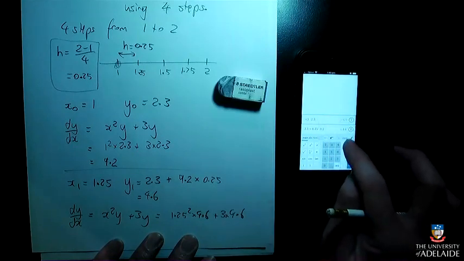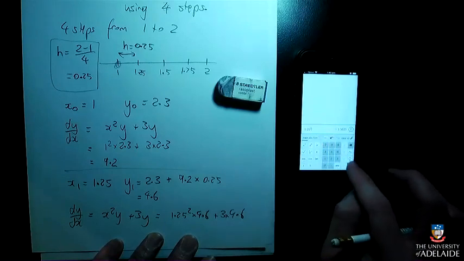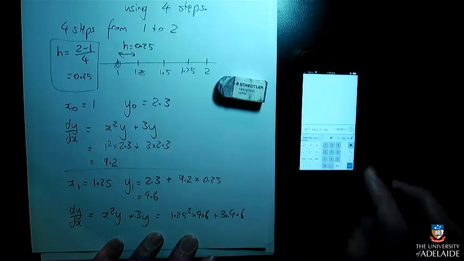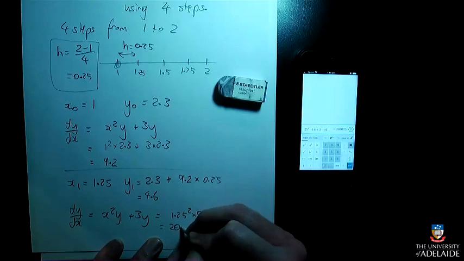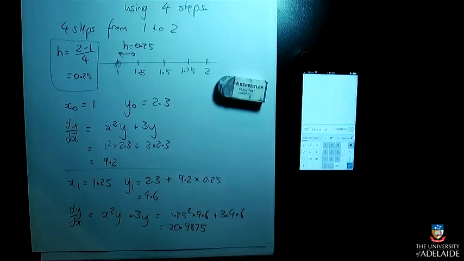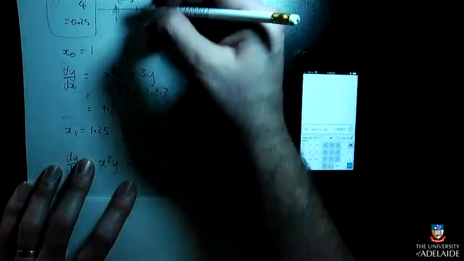Oh, let's just clear everything. Squared. 9.9875. There's a point at which I'm going to just round off because it's an approximation anyway. So now I have figured out what's going on here at 1.25.